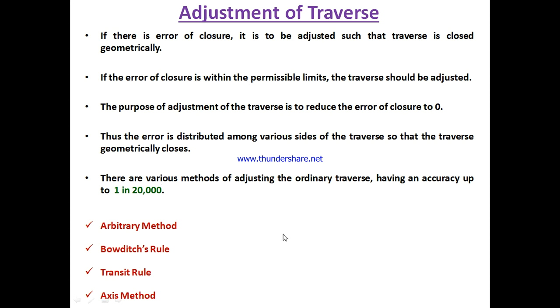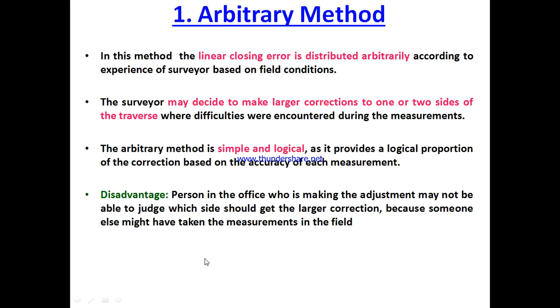So there are various methods of adjusting a simple ordinary traverse and having an accuracy of 1 in 20,000. So let's begin with different methods. First method is the arbitrary method. In this particular method, all the linear closing error is distributed arbitrarily.